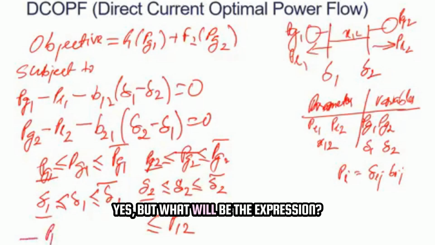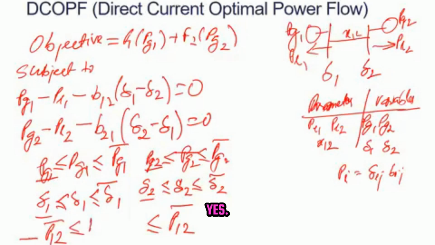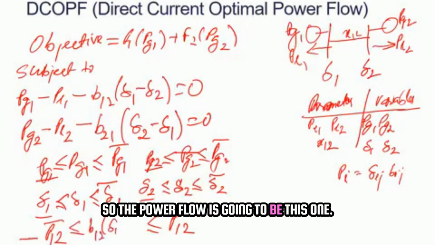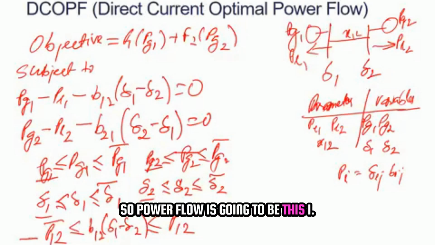Yes, but what will be the expression? Sir, B12 into delta 1 minus delta 2. Yes, so the power flow is going to be this one, P12, B12 times delta 1 minus delta 2. So this is the value of power flow.